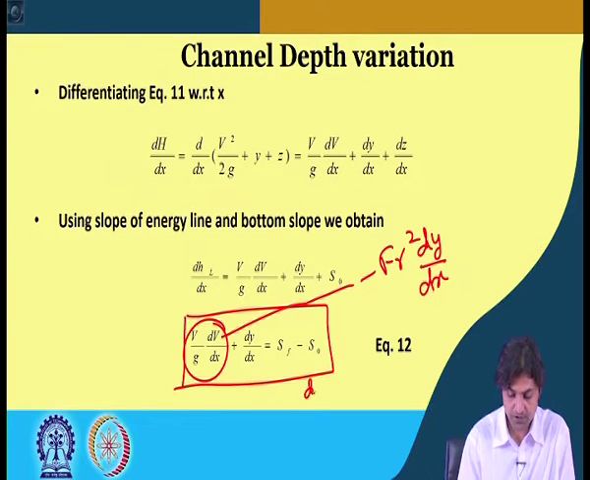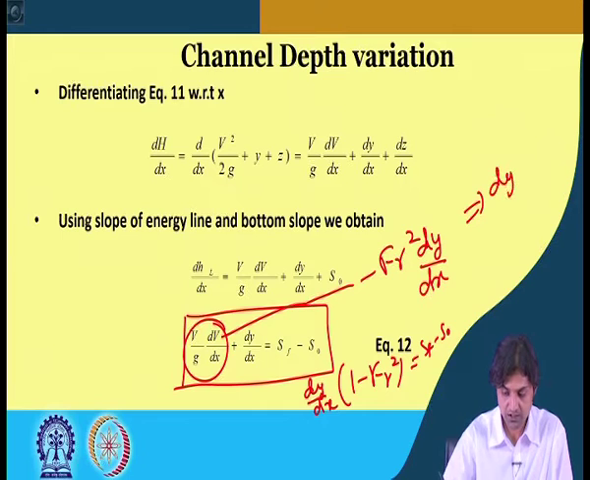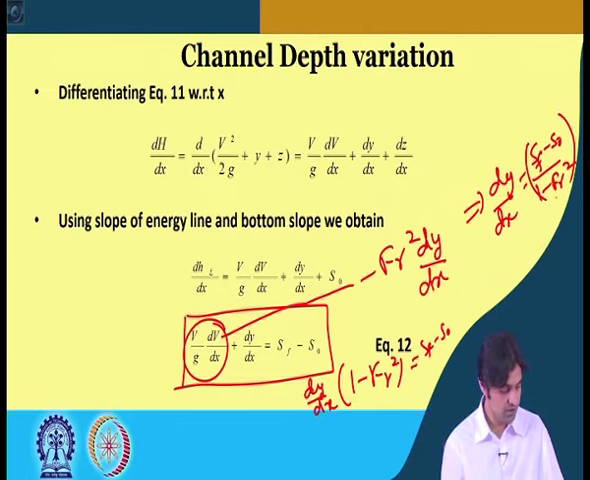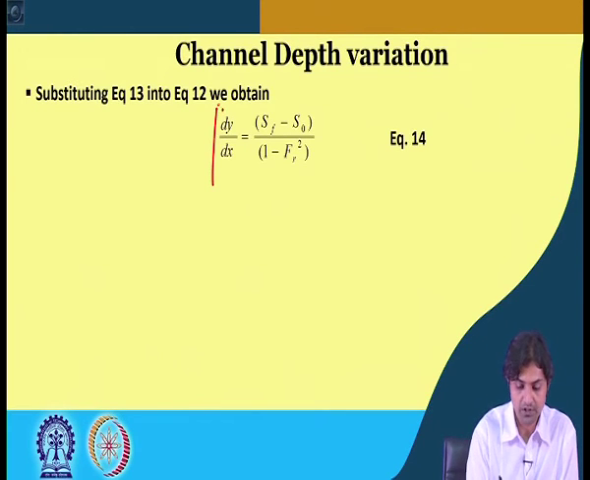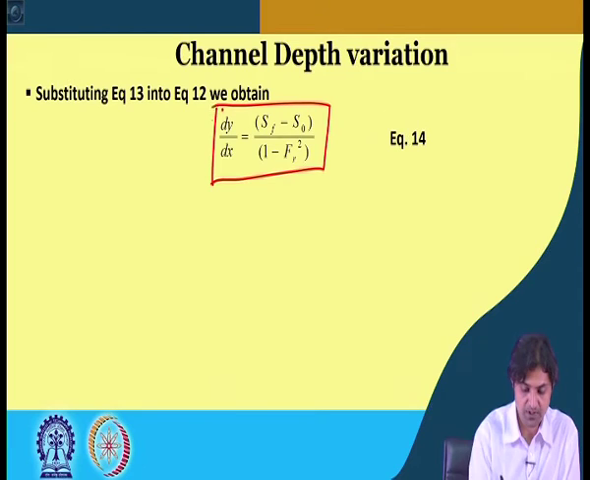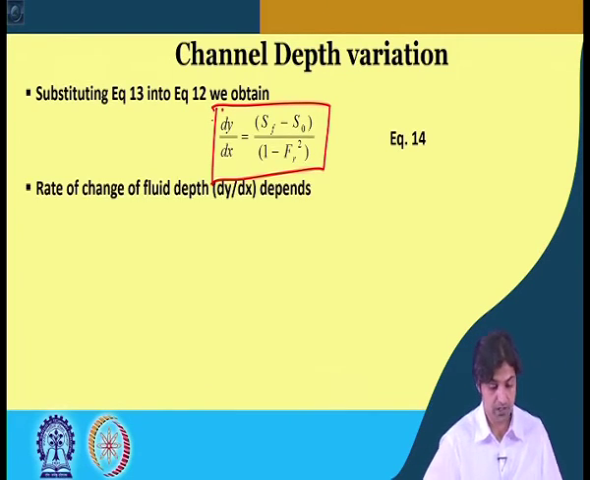If we take dy by dx common, it will be 1 minus Froude number whole square is equal to SF minus S naught, which implies dy by dx is going to be SF minus S naught divided by 1 minus Froude number whole square. And this is exactly what we obtain.